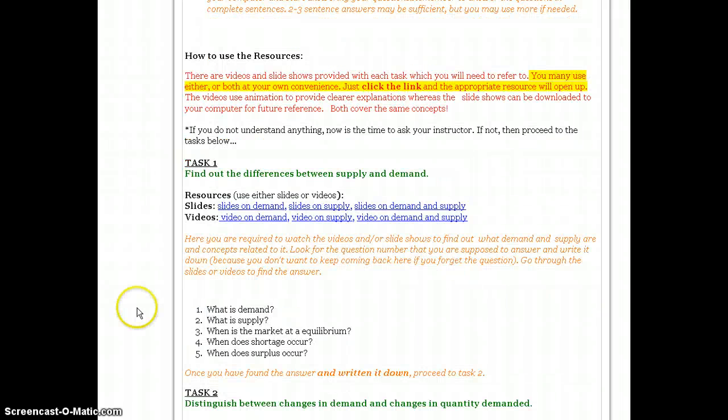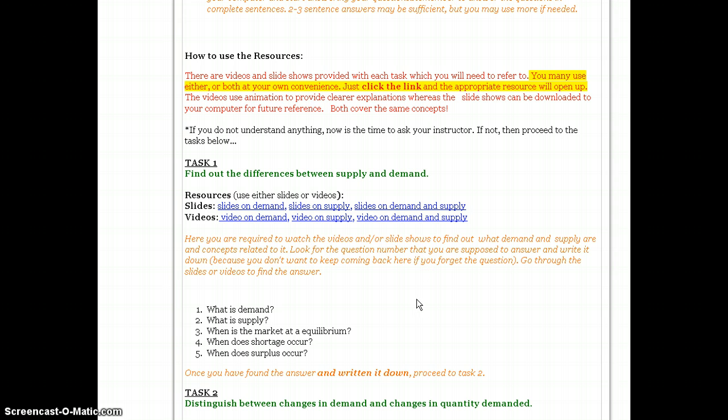The focus questions are given: what is supply, what is demand, when is the market at equilibrium, when does shortage occur, and when does surplus occur. The resources are also given. There are slides and videos which students can use at their own convenience. They are required to watch the videos or slides and find out what demand and concepts related to it.